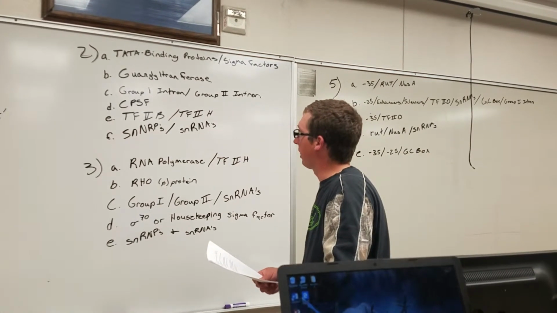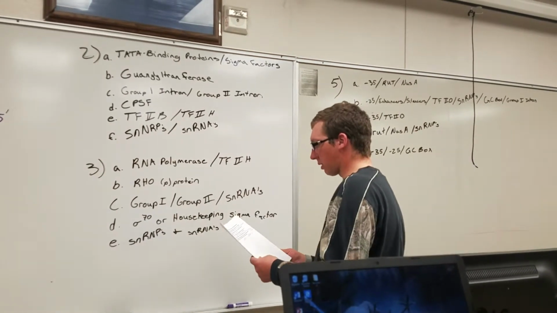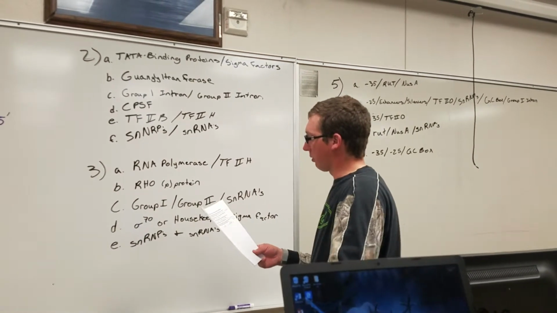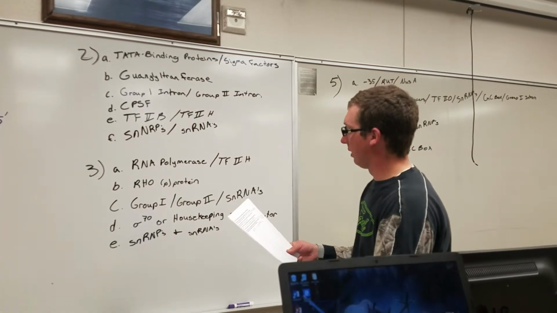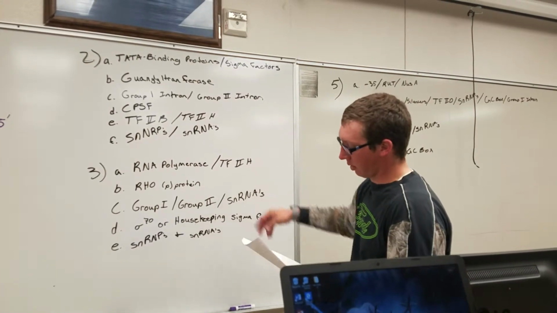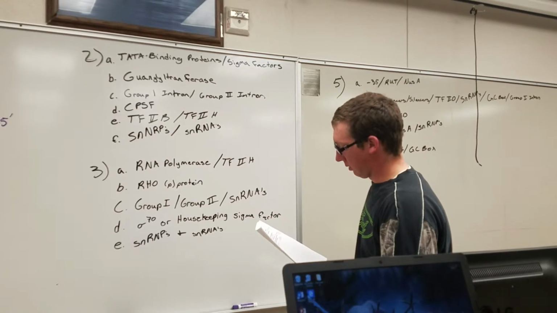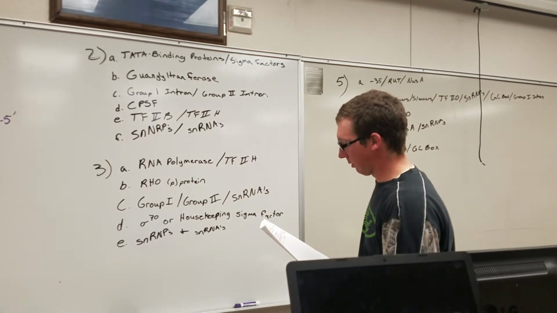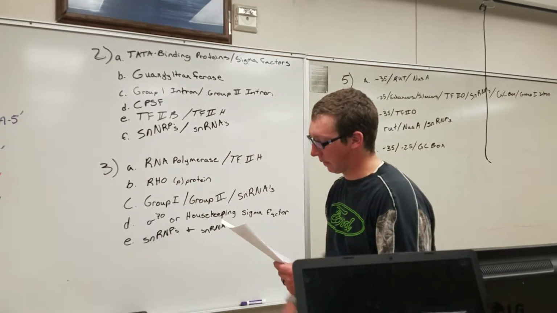And then F, we got our SNRPs and our SNRNAs. For 3, it talks about indicating which 2 proteins in either prokaryotes or eukaryotes act as helicase. We've got RNA polymerase and TFIIH. B, it asks for 1 protein that acts as a helicase. We've got the Rho or P protein.